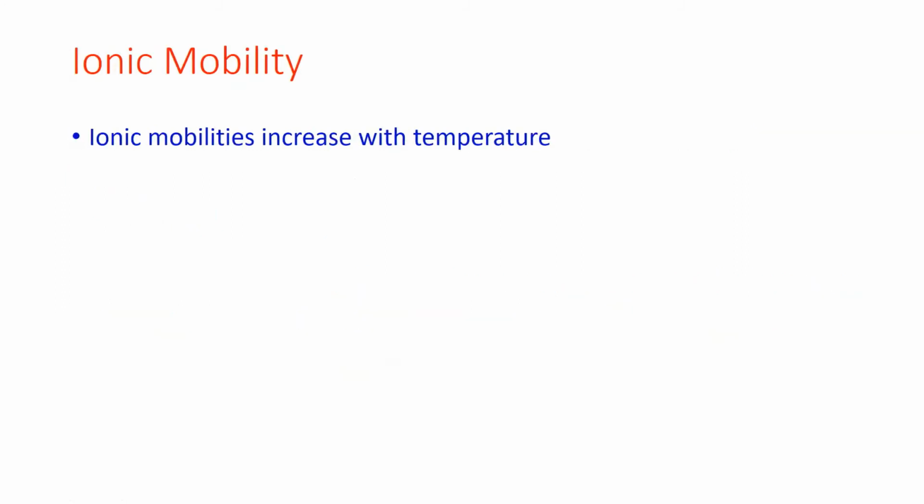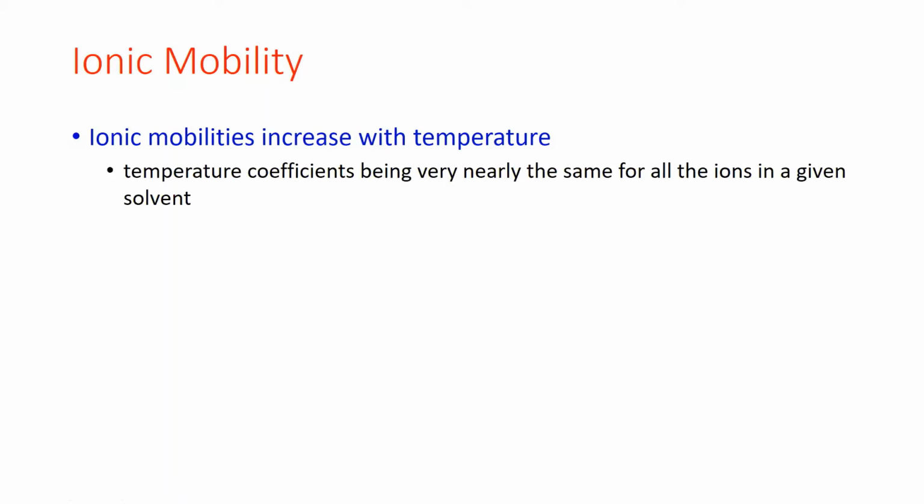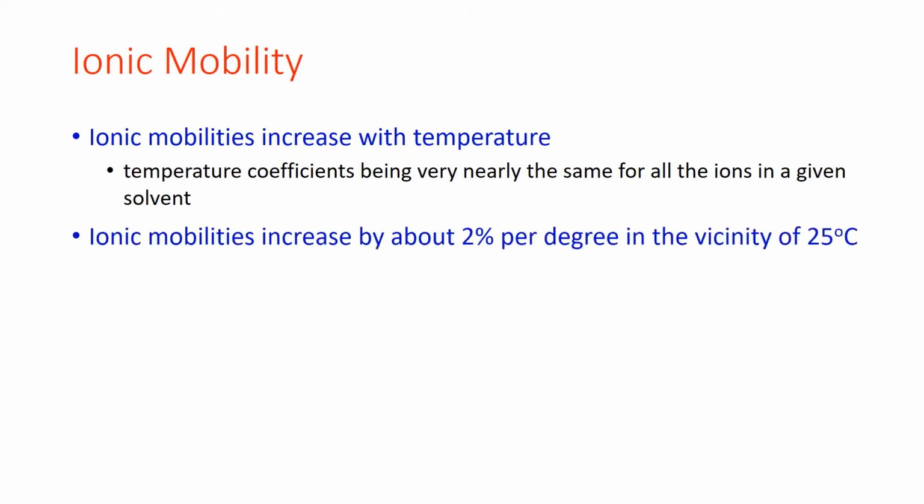Ionic mobilities increase with the temperature. Temperature coefficients being very nearly the same for all the ions in a given solvent, ionic mobilities increase by about 2% per degree in the vicinity of 25 degrees centigrade.